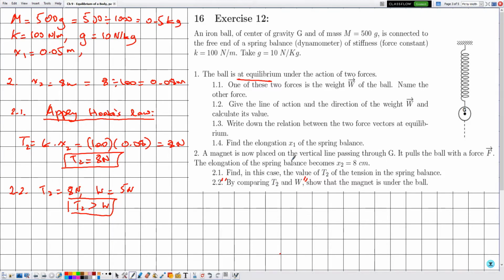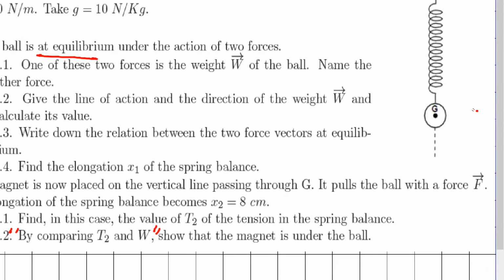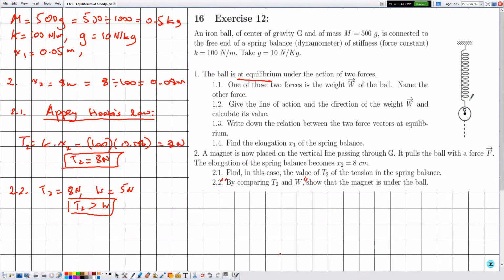Using this result, we need to show that the magnet is under the ball. So here let me explain the following. We need to deduce whether the magnet is under or above the ball. Now notice the following.